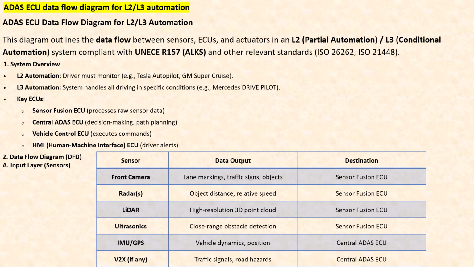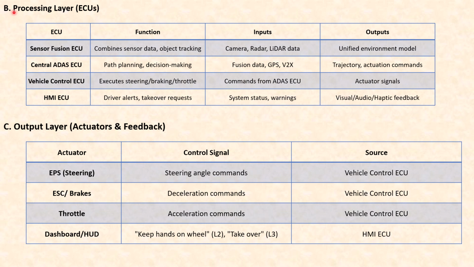To proceed further, now we will see elaborately what the processing layer is. All right. Now again here we are going to see the ECU and what its function is, what the input is and what the output is. Now when it comes to the sensor fusion ECU, it combines sensor data and does object tracking, the input is camera, radar, LiDAR data, and the output is a unified environment model. So the unified environment model is produced after the sensor fusion.